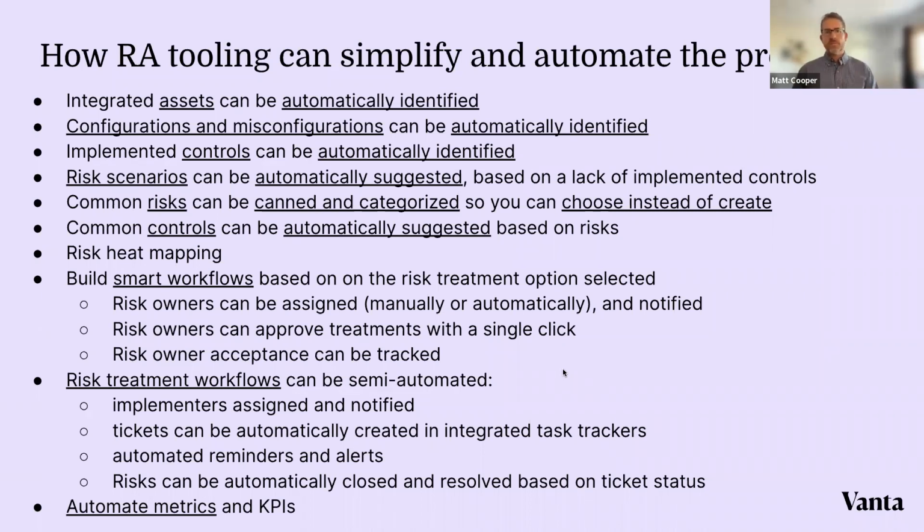And then following that, you can build smart workflows based on the risk treatment option you've selected. So risk owners can be automatically assigned based on the asset ownership or even manually and then notified. Risk owners can just one-click approve treatments, and their acceptance can be tracked. You can also have smart risk treatment workflows, which are semi-automated. Implementers can be assigned and notified. Tickets can be automatically created in integrated task trackers. You can have automated reminders and alerts. Risks can be automatically closed and resolved based on ticket status. And then lastly, you can automate metrics and KPIs.